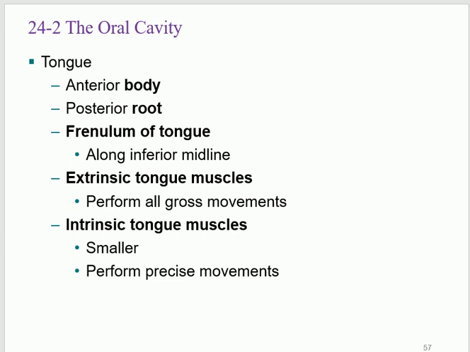Yes. The tongue itself consists of body and root. There is something called frenulum or frenum. If you roll your tongue up like this, you will see something hanging in the middle of the tongue, pulling it down. This is called the frenulum. And there are extrinsic muscles, the muscles outside, which move the whole tongue, and intrinsic muscles. These are the inside muscles that change the shape of the tongue.